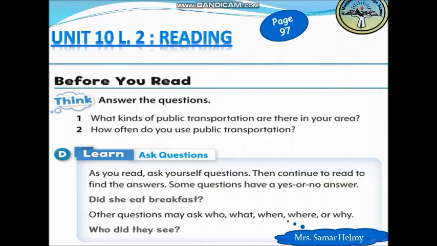Number D, learn to ask questions. Now he wants you to learn that when you read a passage or a short story, he needs you to ask yourself questions while reading this passage or this story. Ask yourself questions, then continue to read to find the answers. While you're reading, you keep asking yourself questions about this story, and while you are reading, you will find your answers.